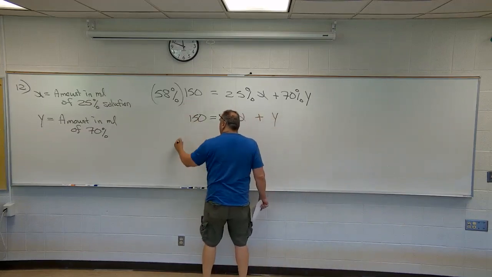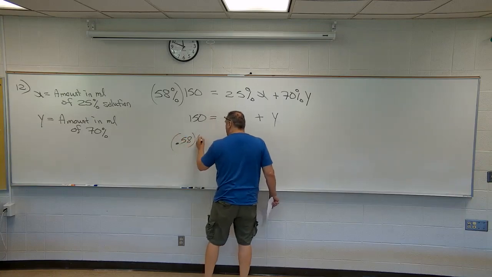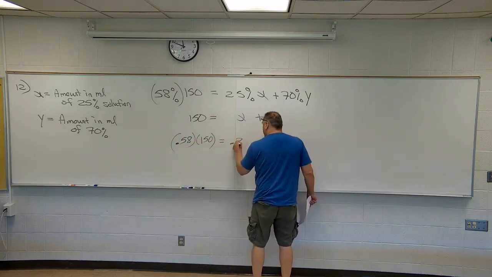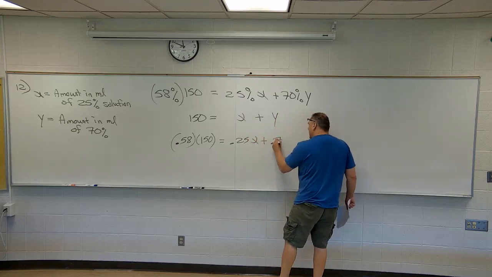This becomes 58% is 0.58 times 150. 25% is 0.25. 70% is 0.70.